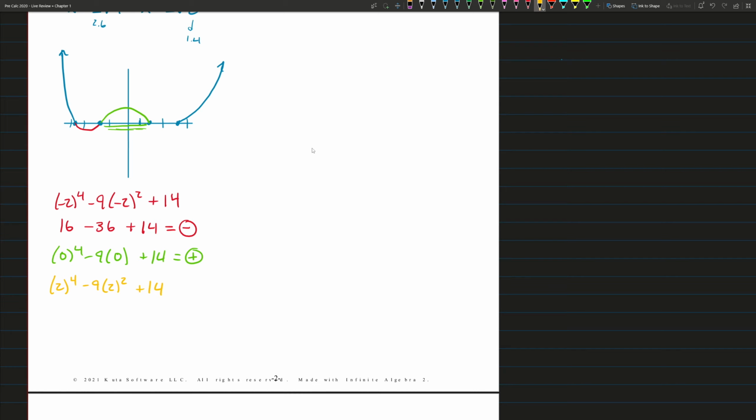And we're going to get the same answer here, but 2 to the 4th, that's 16 minus 36 plus 14. That's also going to give us a negative number. So our graph is going to come below the x-axis and then come back up to that 0. Okay, so that's all of the work I would expect, right?